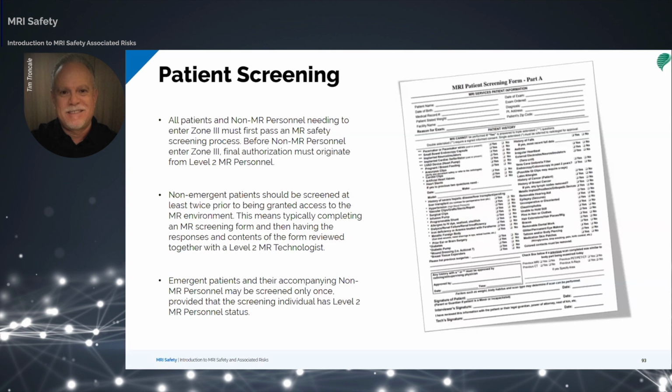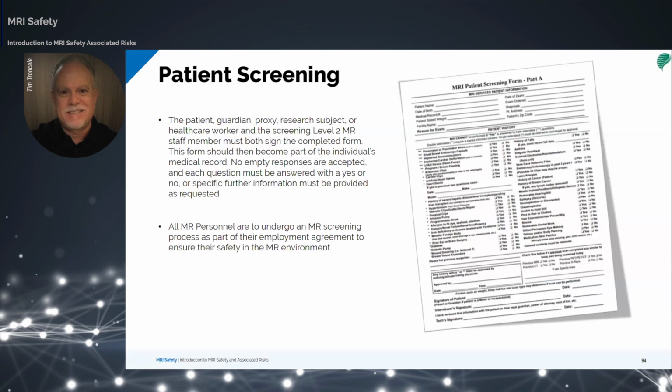The final and most important screening is done when the level 2 MR personnel, preferably the technologist, reviews the form with the patient to confirm the responses and then clears the person for safe access to the MR environment. That clearing is the final step in the screening process. Screening forms must be signed by the individual having the exam or their proxy and the level 2 person doing the final screening and clearance. Screening forms are a legal document.